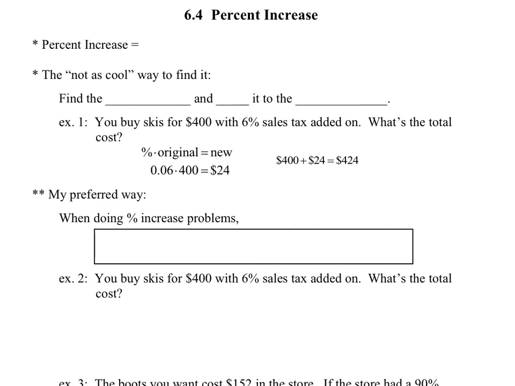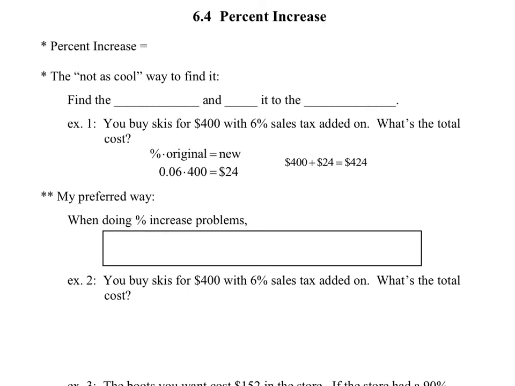So 6.4 looks at kind of what we've been doing, but now we're talking about percents going up. There's a couple ways to do it. One is kind of a two-step way that they tend to teach at the lower levels. And then one is more the way you're probably going to end up doing it later on in high school. I think you're going to like the second way. So that's why my notes have the not as cool way. I'm being judgmental. And the way I like doing it.